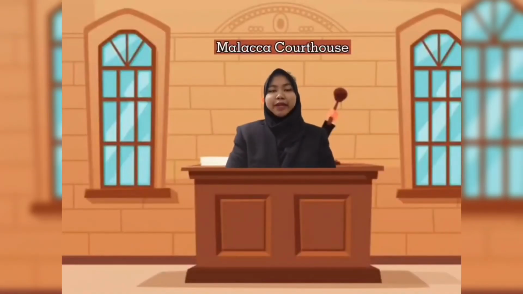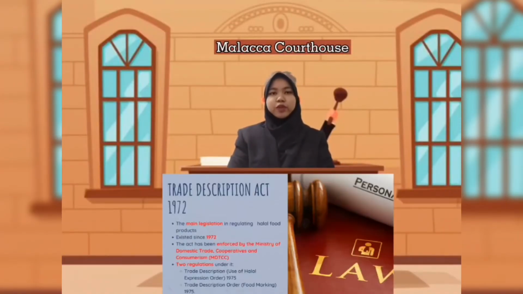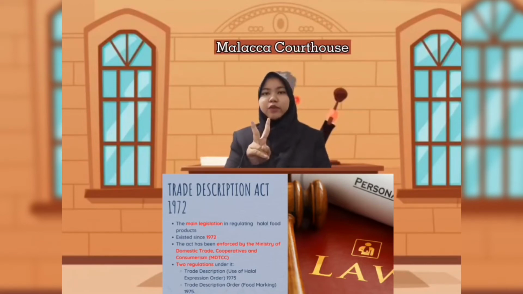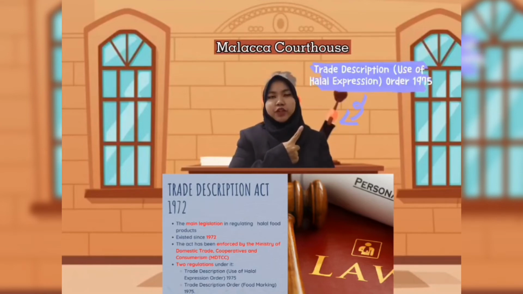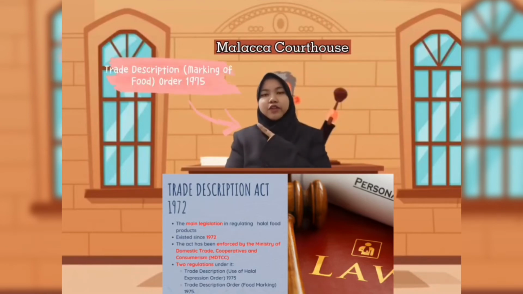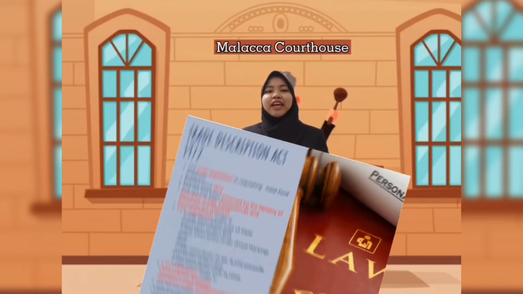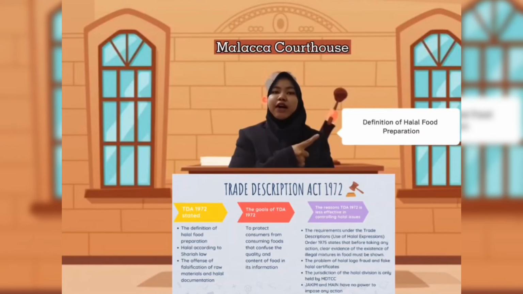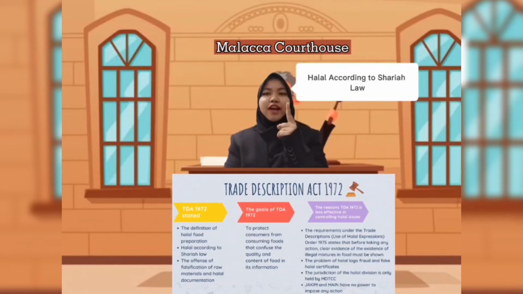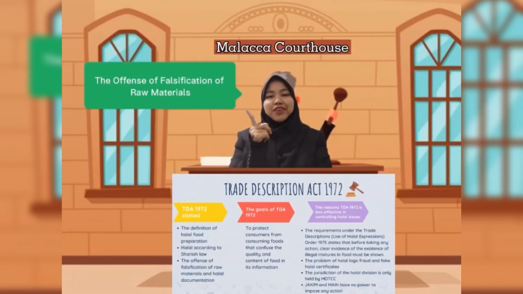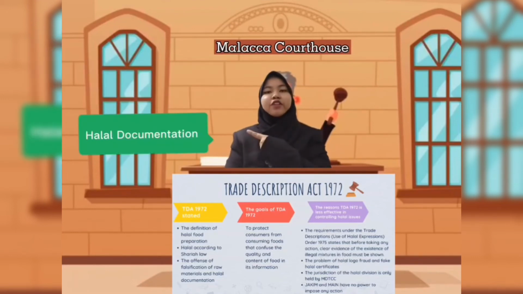Okay, now I will explain about the Trade Description Act 1972. In Malaysia, TDA 1972 is the main legislation in regulating halal food products, and it has existed since 1972. There are two regulations under it, which are the Trade Description Use of Halal Expression Order 1975 and the Trade Description Food Marking Order 1975. The Act is enforced by the Ministry of Domestic Trade, Cooperative and Consumerism (MDTCC). In it, it states the definition of halal food preparation, halal according to Sharia law, the offence of falsification of raw materials, and halal documentation.